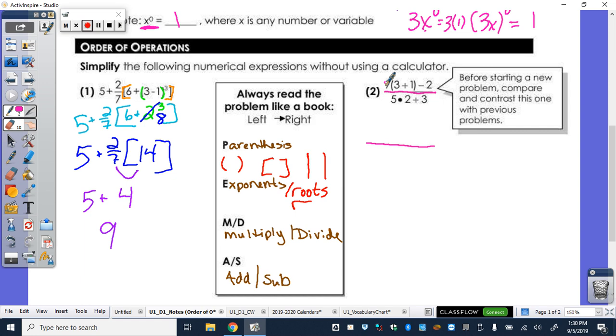So looking at our numerator, what do we do first? Add your 3 and your 1, so that gives me a 4. So 7 times 4, 28. So what does that give us in our numerator? 28 minus 2 is 26. So numerator, check, 26. Denominator, what do we want to do first? So 5 times 2 gives me a 10. 10 plus 3 gives us 13. So divide them and we get 2. Our final answer there is 2.